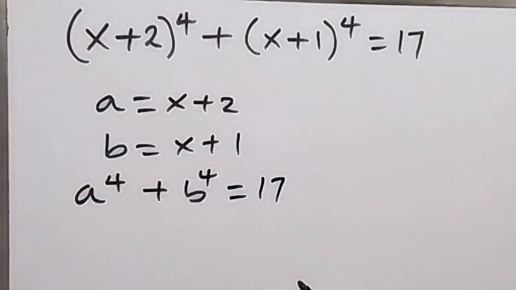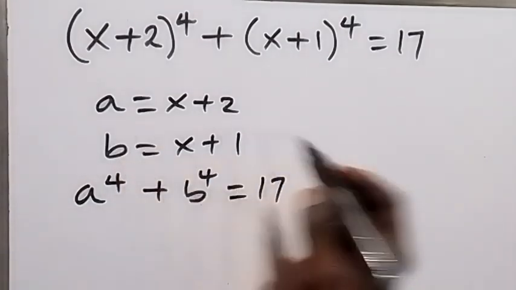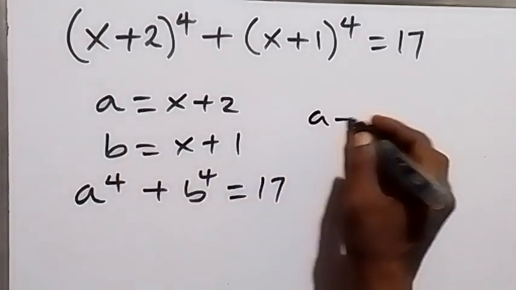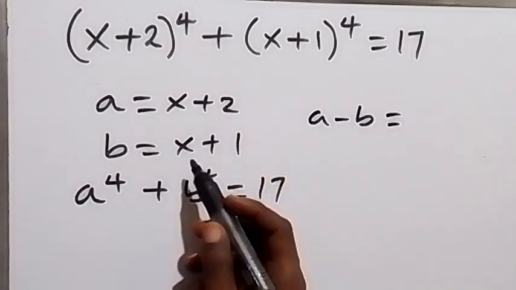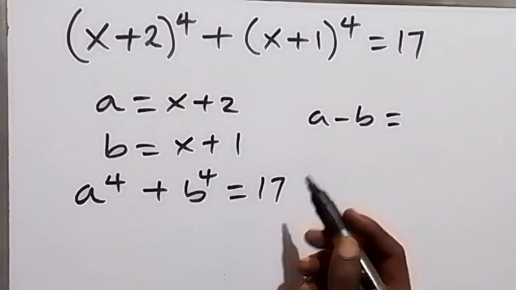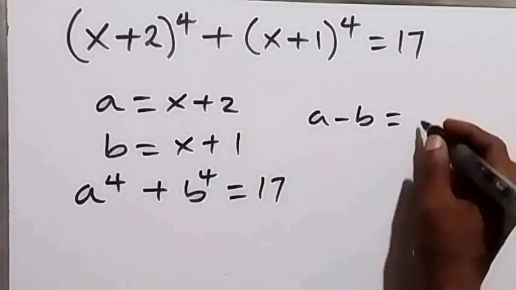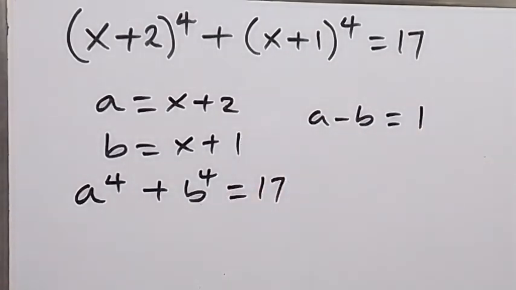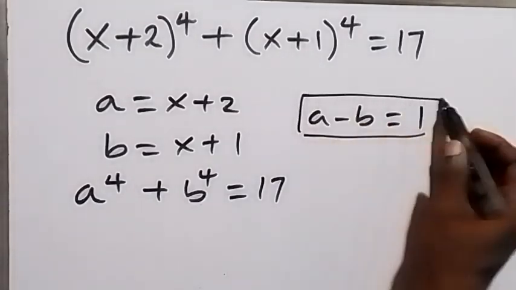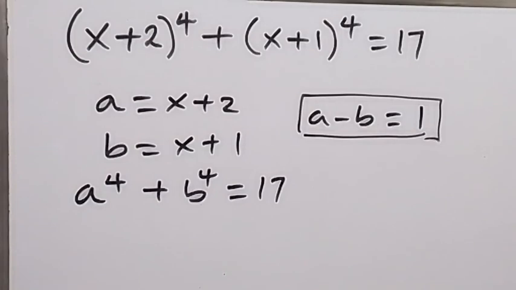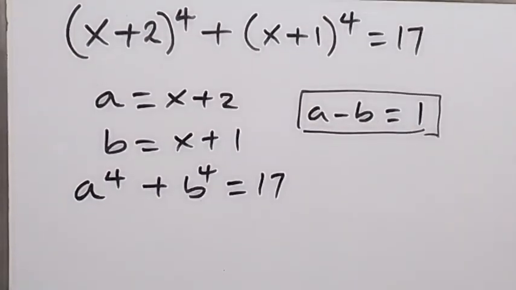Then also let's subtract these two. We have here a minus b. When we subtract on this side, we have x minus x, that will be cancelled, that will become 0, then 2 minus 1, that will become 1. So a minus b is equal to 1 from here. So let's note this from here. Then also from a raised to power 4 plus b raised to power 4 equals 17.